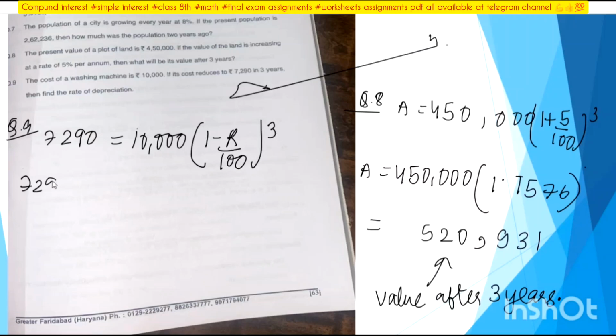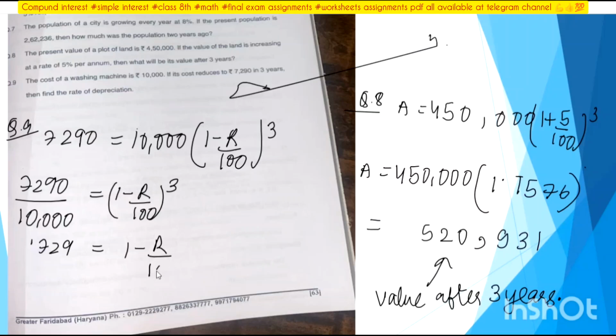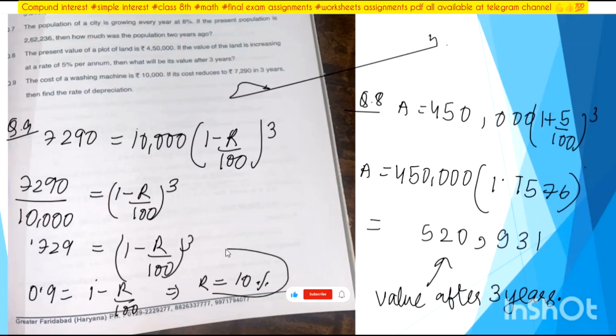So it becomes 7290 divided by 10,000 is equal to 1 minus R by 100 to the cube. This amount gives 0.729, and this becomes 1 minus R by 100 whole cube. Now I know this will be the cube root of 0.729, which is 0.9. So I can write 0.9 is equal to 1 minus R by 100. This implies R becomes 10%. So this will be your answer.